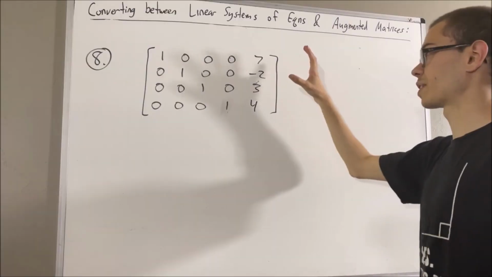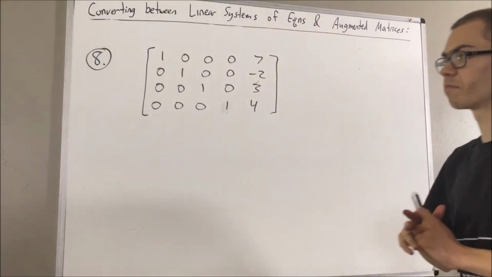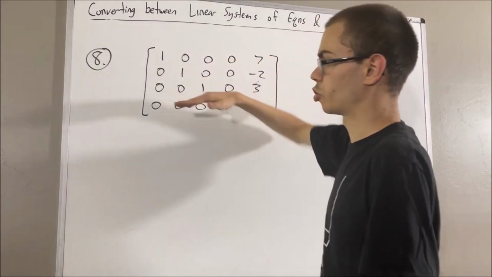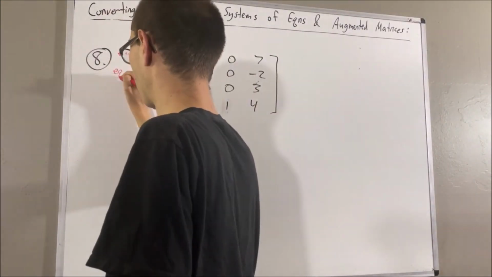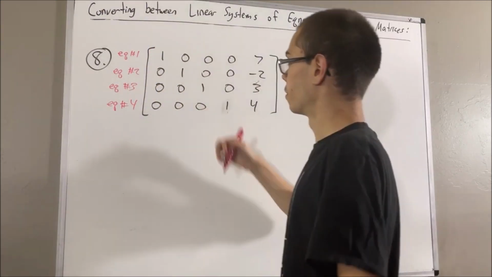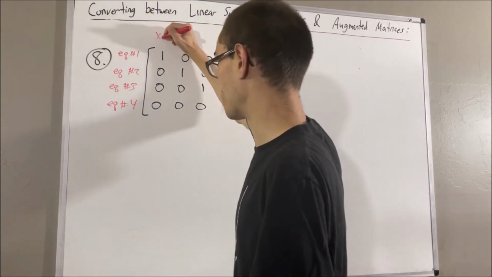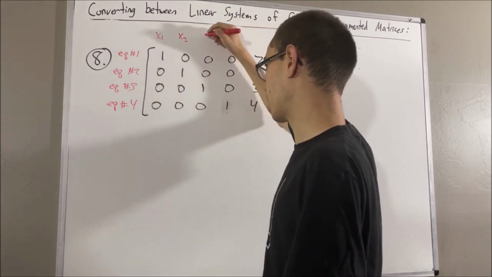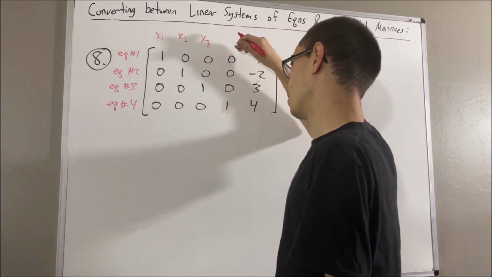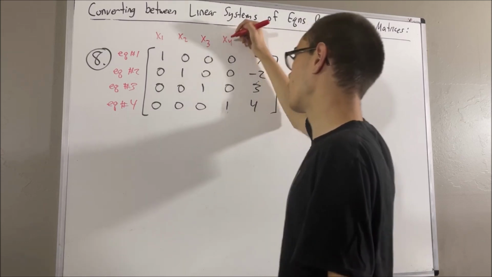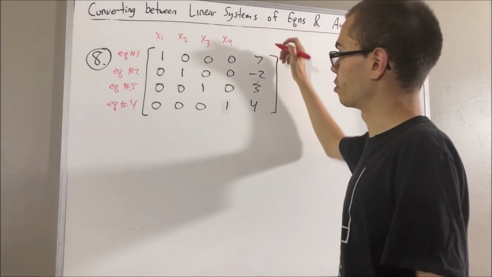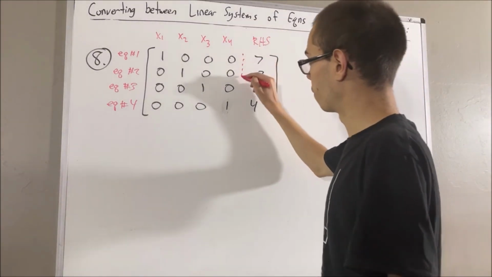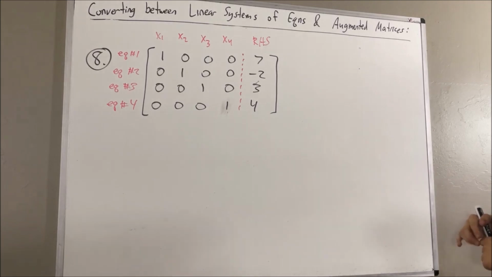Convert this augmented matrix into a linear system of equations. Okay, now let's remember that each row corresponds to an equation. Our first column will correspond to coefficients in front of x1, second column coefficients in front of x2, third column coefficients in front of x3, fourth column coefficients in front of x4, and remember the final column is reserved for numbers on the right-hand side of the equation. Okay, now let's write down each equation.